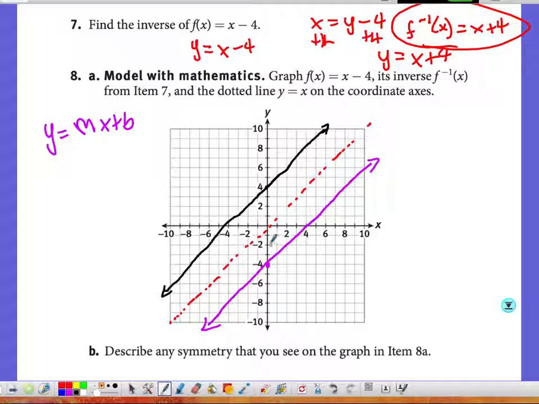Now take a look at that. Are these two functions exactly mirror images of each other across the y equals x line? Yes, they are. Can you see how they're perfect mirror images of each other?